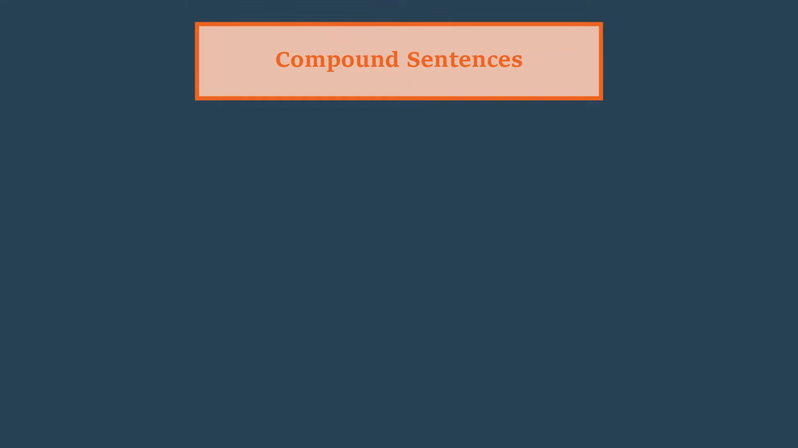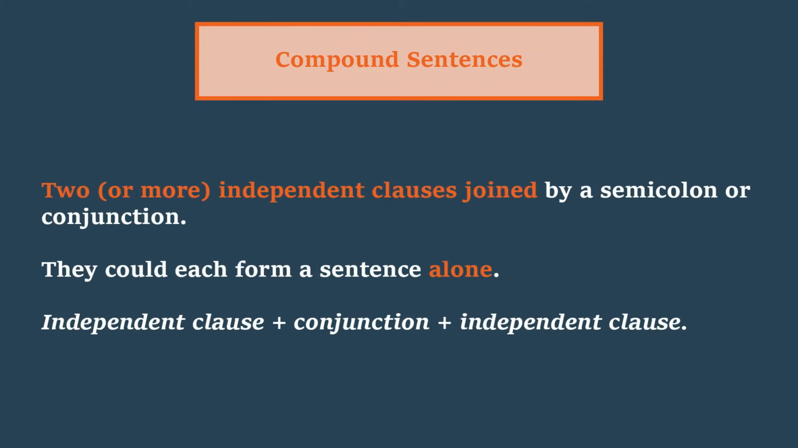Next up, we have a compound sentence. A compound sentence consists of 2 independent clauses joined by a semicolon or conjunction, and they could each form a sentence alone. Remember, an independent clause can form its own sentence alone because it expresses a complete idea. So a compound sentence would be an independent clause plus a conjunction plus an independent clause.